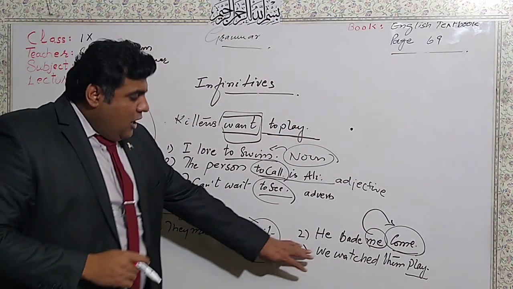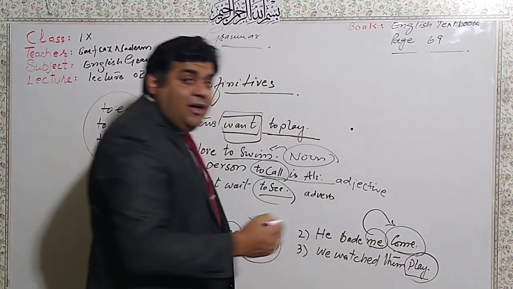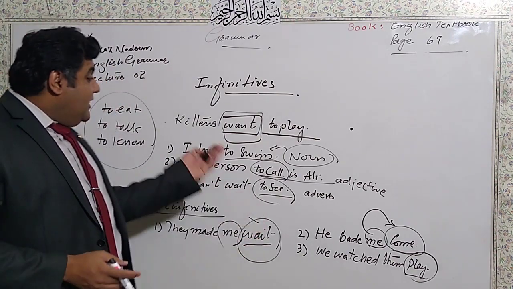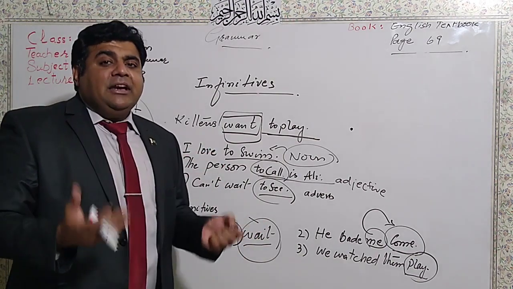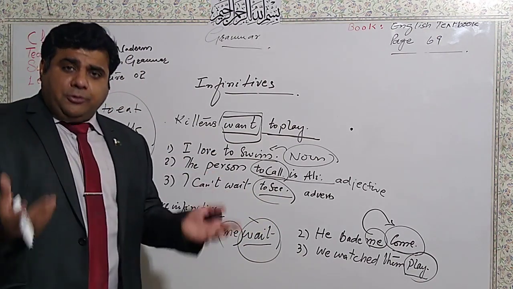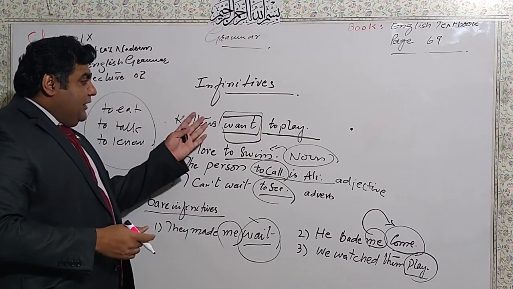And number three sentence, we watch them play. Play is also a bare infinitive. Why is it a bare infinitive? Because to is not included there. When there is a to, it is not a bare infinitive, it is an infinitive with to. And a bare infinitive is without to. Okay? So, today we learn about infinitives.